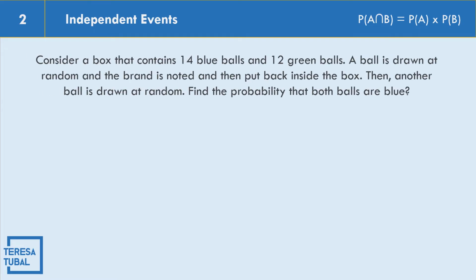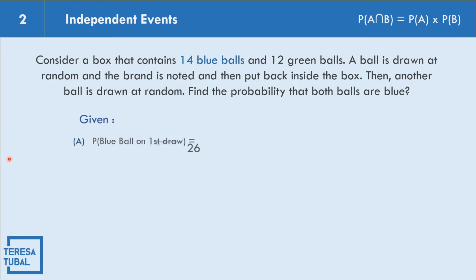In example number 2, consider a box that contains 14 blue balls and 12 green balls. A ball is drawn at random and the color is noted and then put back inside the box. Then another ball is drawn at random. Find the probability that both balls are blue. So this example is independent events. Let us see what could be the given.